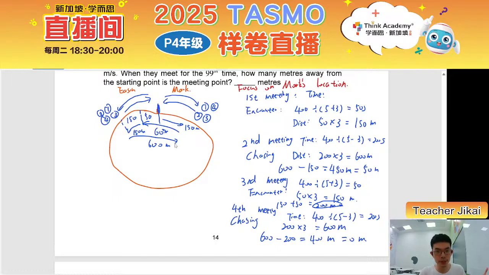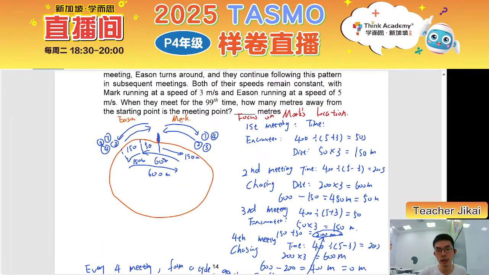So after the fourth, you can see Ethan is going in this direction and Mark is going in this direction, and this meeting point is just the starting point. So it means every 4 meetings we will form a cycle. Now we have 99, right? So 99 we divide by 4. It is a cycle problem. So we have a remaining 3. The remaining 3 is just the third meeting point, right? So altogether we have 200 meters.